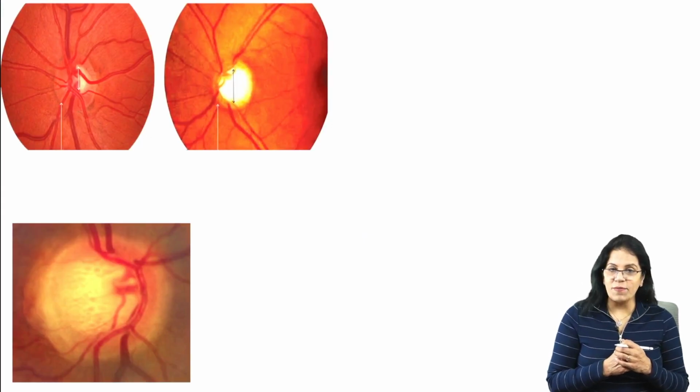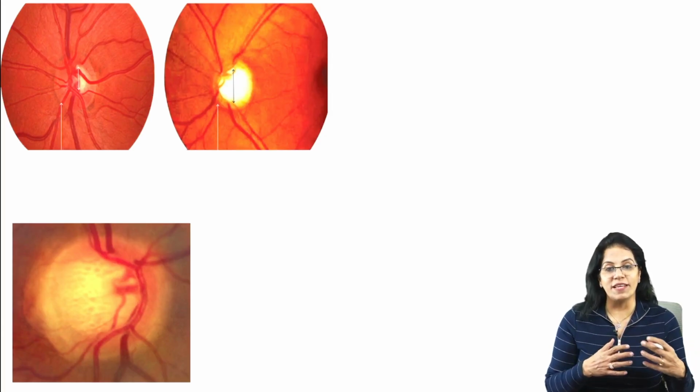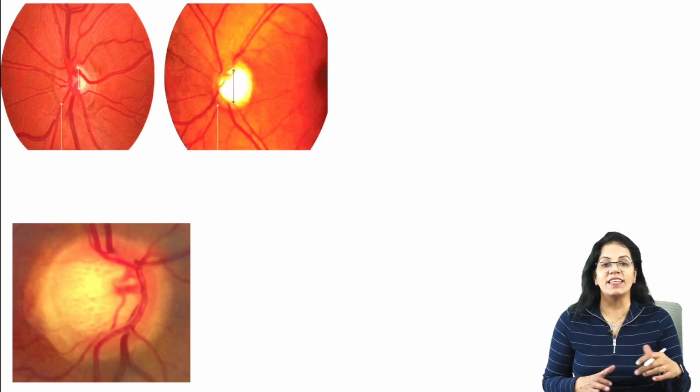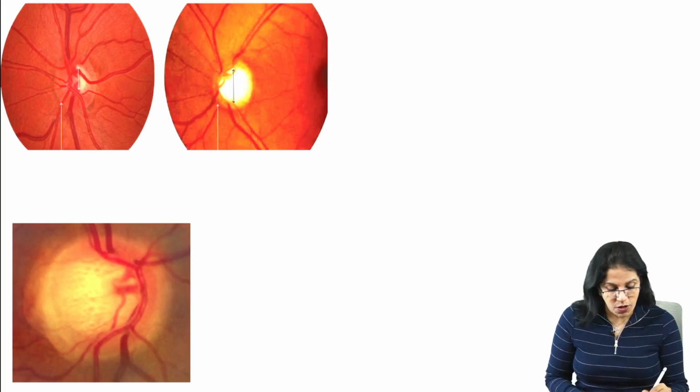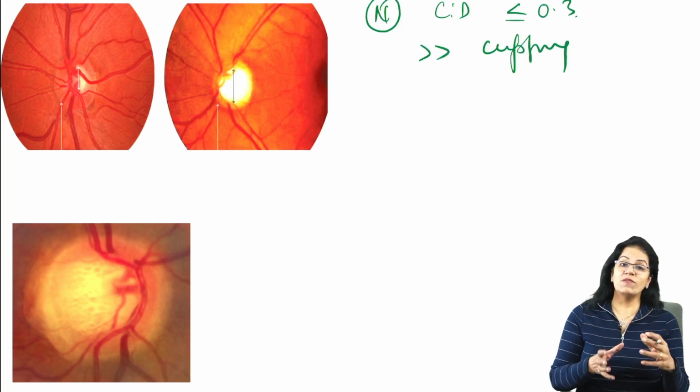We come to glaucoma. What is the normal cup disc ratio? You should know that cupping is damage of the optic nerve, thinning of the neuroretinal rim, and increasing of this pale area, which is called the cup area. So what is the normal CD ratio, cup disc ratio? It is less than or equal to 0.3. When it increases, we call it cupping. When it is significant, we should be worried.